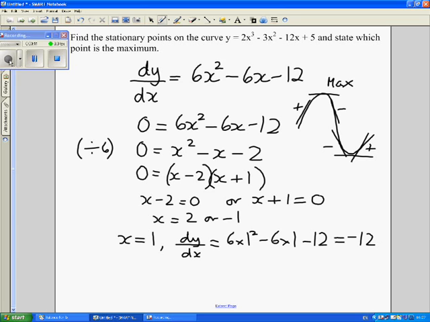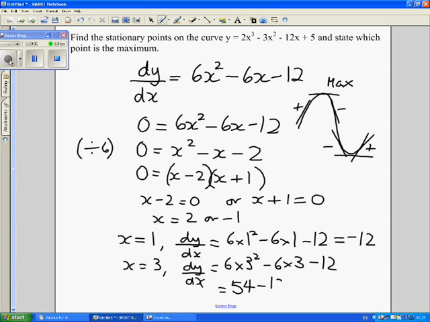Now I'm going to choose the point a little bit bigger than x equals 2, which is x equals 3. dy by dx would be 6 times 3 squared minus 6 times 3 minus 12. That would be worth 3 squared is 9, 9 6s is 54, minus 6 3s are 18, minus 12. And so that would come to positive 24.